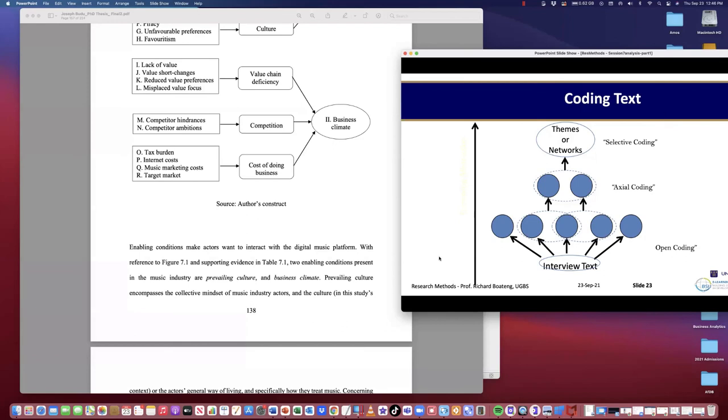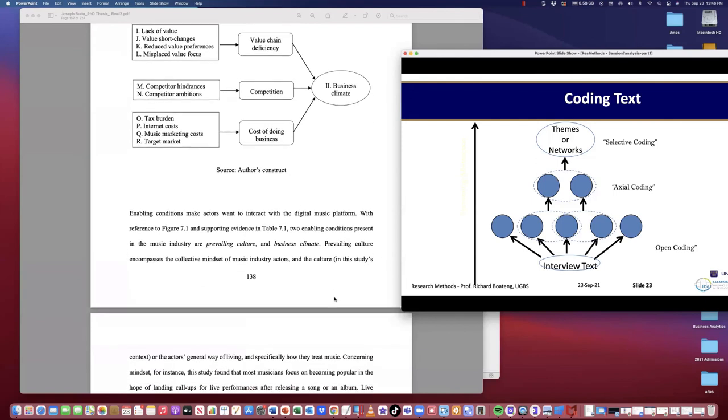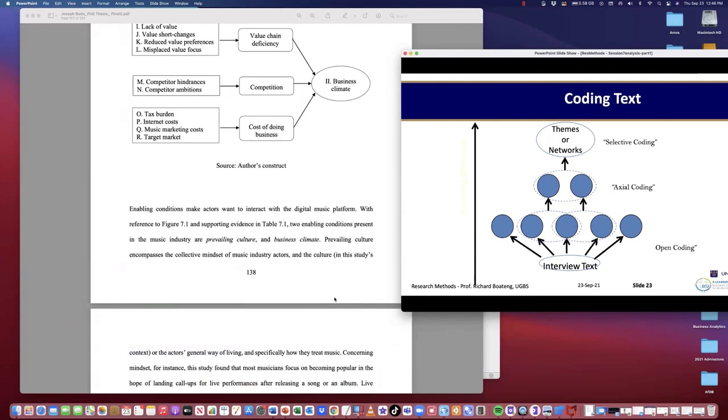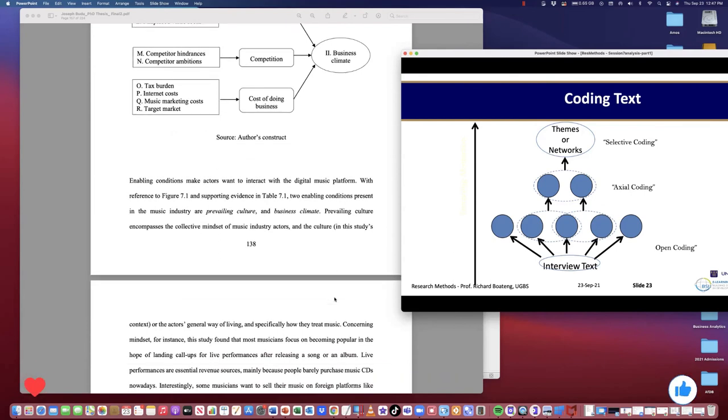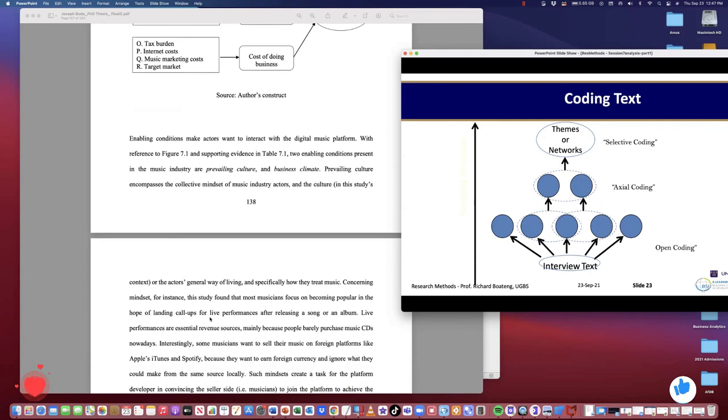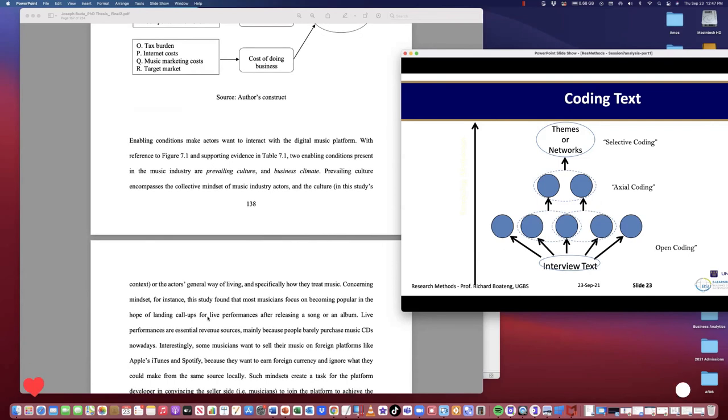So if you look at it very carefully, look at what enabling conditions make actors want to interact with the digital music platform. With reference to figure 7.1, the supporting evidence is table 7.1. Two enabling conditions present in the music industry are prevailing culture and business climate. Prevailing culture encompasses the collective mindset of music industries and culture in this study's context, and the actors' general way of living, specifically how they treat music. Concerning mindset, for instance, this study found that most musicians focus on becoming popular in the hope of landing call-ups for live performances after releasing one song or album.